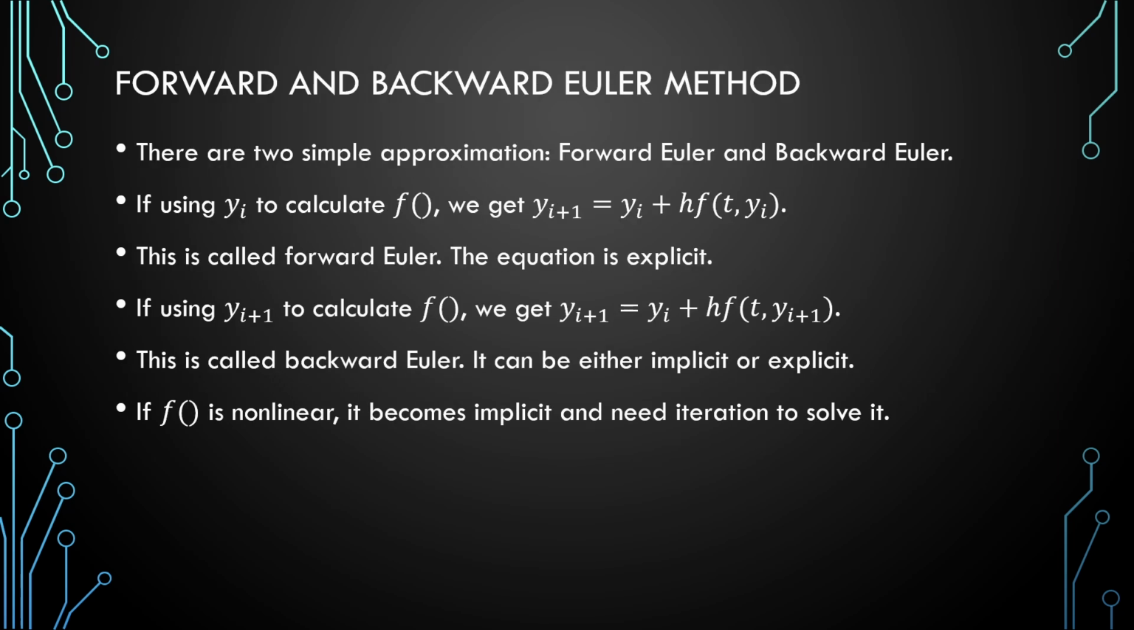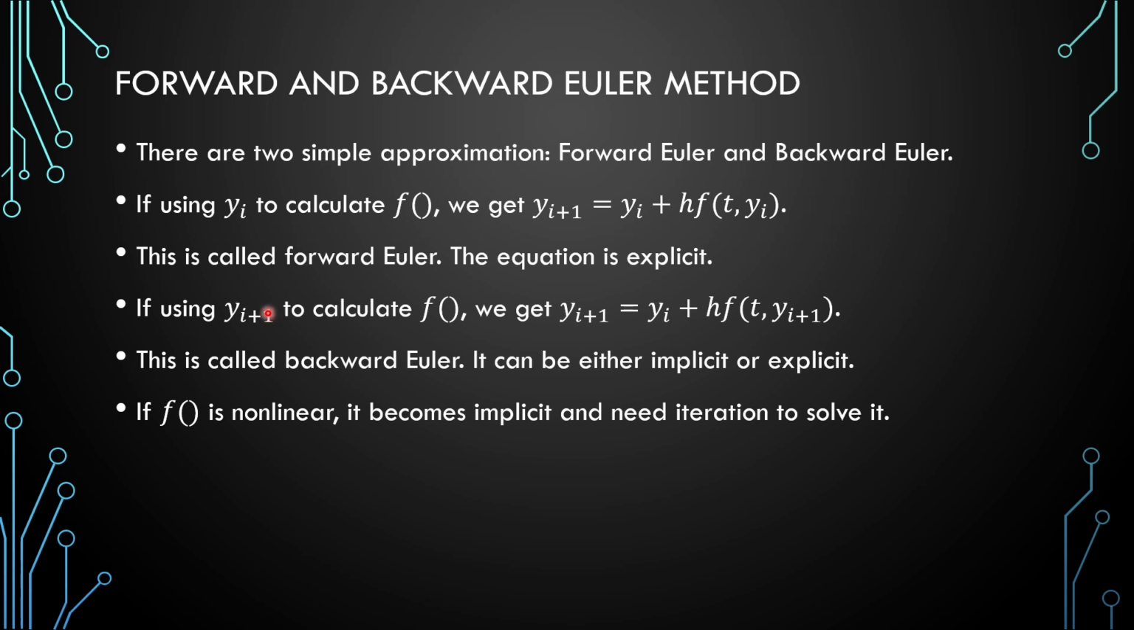Here I'm going to introduce 2 simple approximations, forward Euler and backward Euler. If we use y i to calculate f, we get this equation, which is called forward Euler. Since the right-hand side does not have y i plus 1 in it, the equation is explicit. You can simply get y i plus 1.